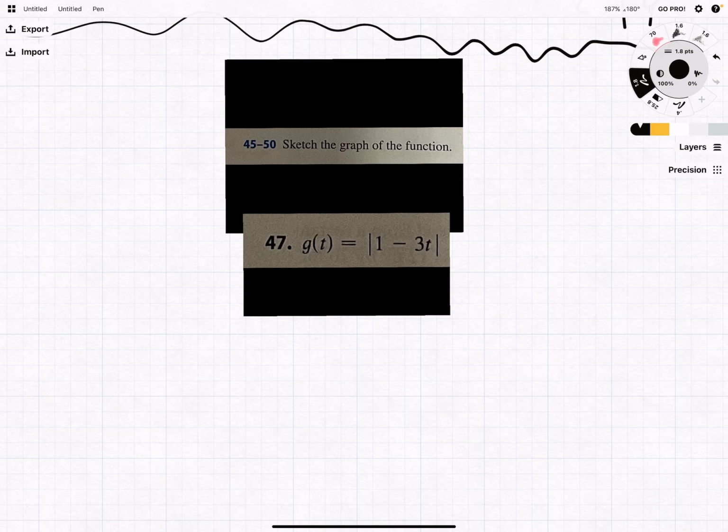This is Stewart Calculus 8th edition, section 1.1, problem number 47. For problems 45 through 50, the instructions are to sketch the graph of the function. And here at 47, we have g of t equals the absolute value of 1 minus 3t.